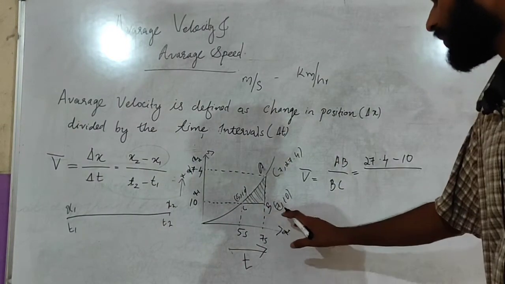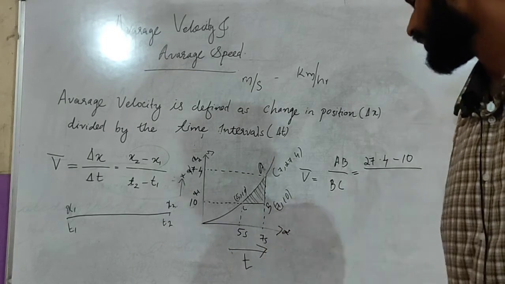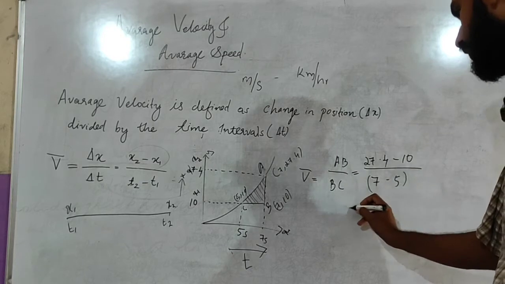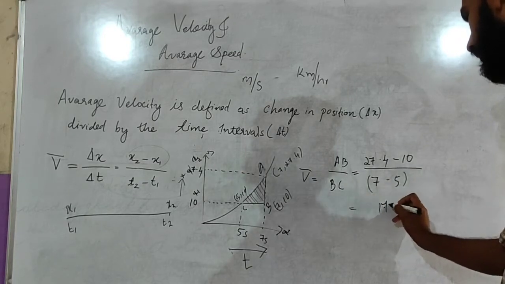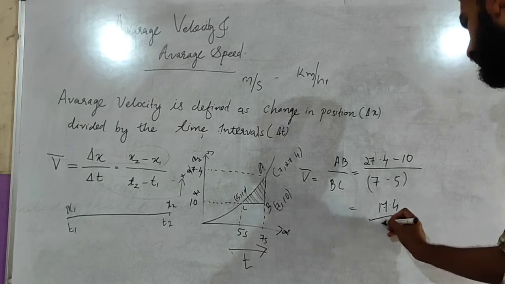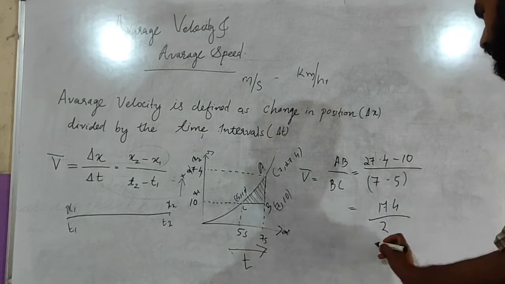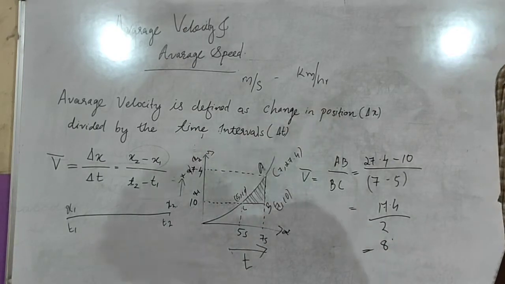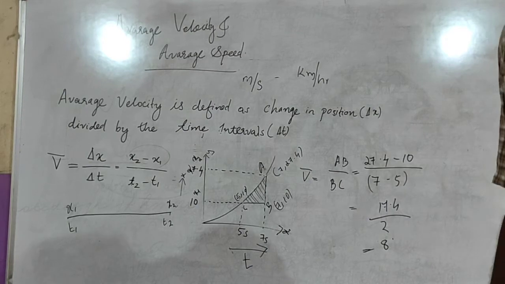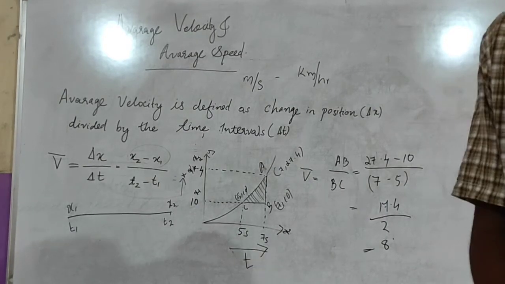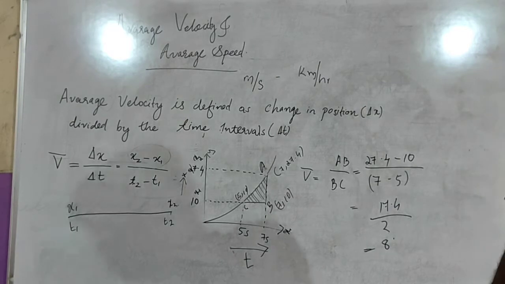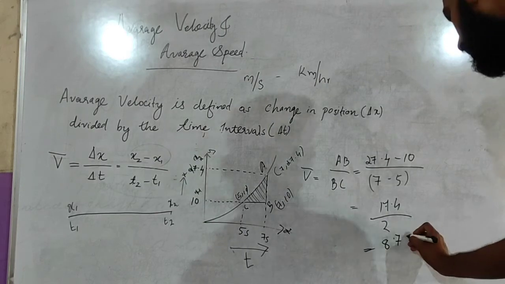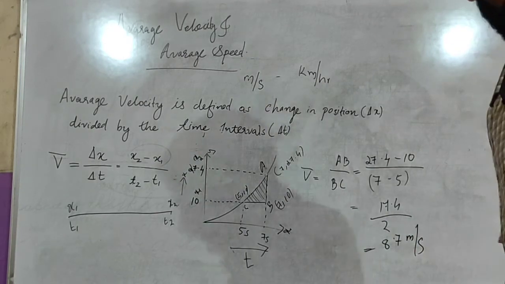So, t2 minus t1 is equal to, here the t value is 7 and here it is 5. So, 7 minus 5. So, that will be equal to 17.4 divided by 2, isn't it? Which will be equal to 8 point something. What is the value given? 8.7. The unit will be meter per second, meter per second. Okay.